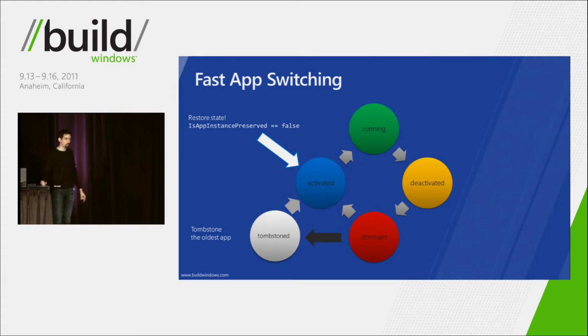So, in order to be ready for the world of fast app switching, you just need to be responding to this flag and have two code paths, one that loads all the resources again and one that assumes that they're already there. That's what you got to do to be ready for fast app switching. That's the world of Mango. Your customers will thank you for it.